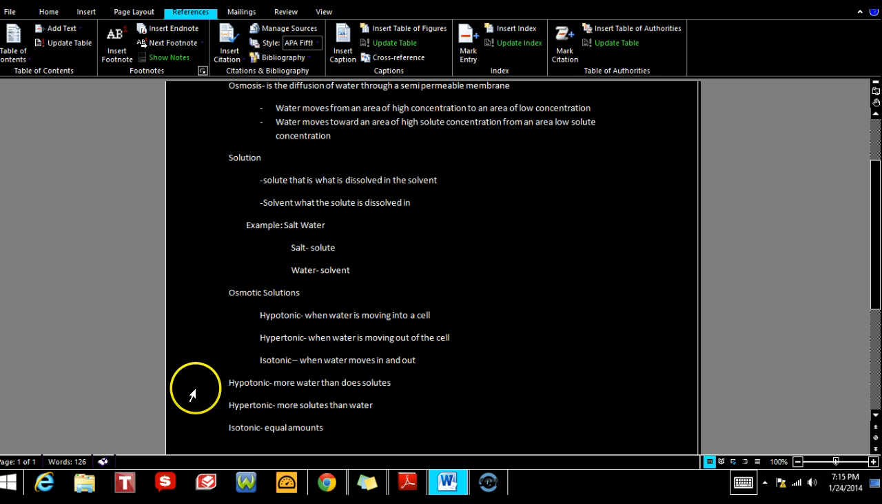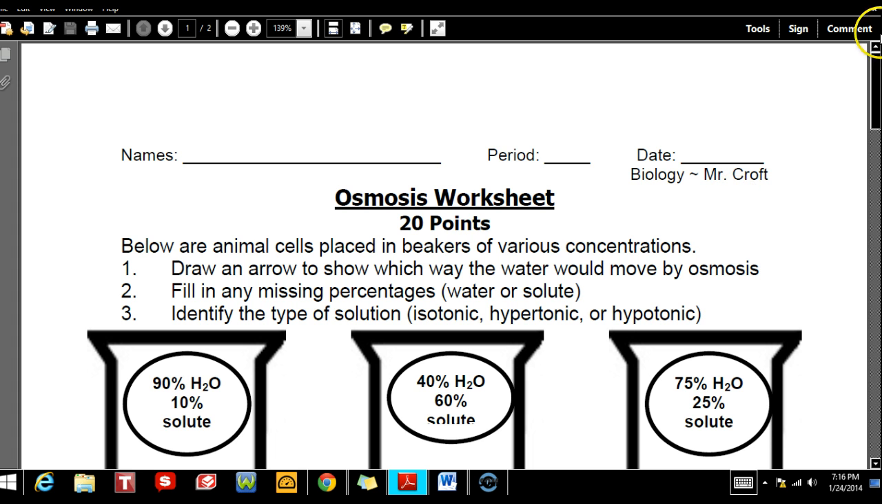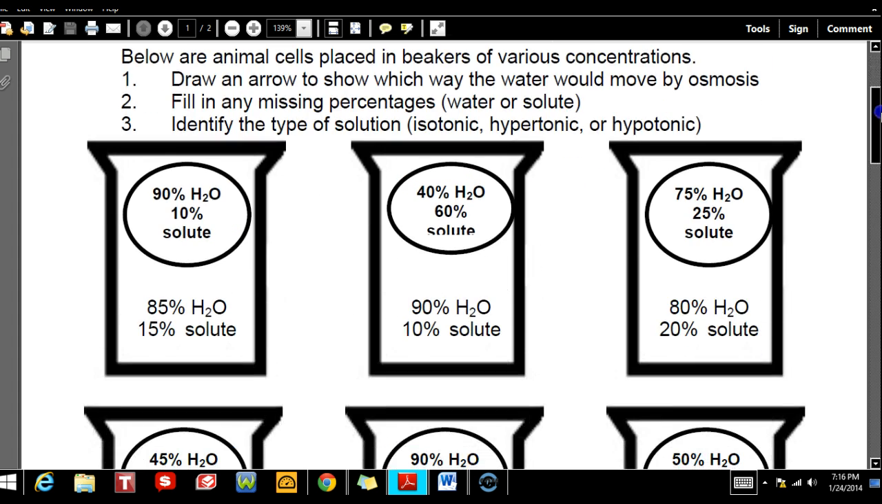Okay, when we're talking about these in relation to each other, I'm going to pull up this worksheet and it'll make more sense to you. Okay, so here's this worksheet, and like I said, this is an osmosis worksheet. So two things we're talking about here: water, and water moving through a semi-permeable membrane. It's going to move from an area of high concentration to low concentration.